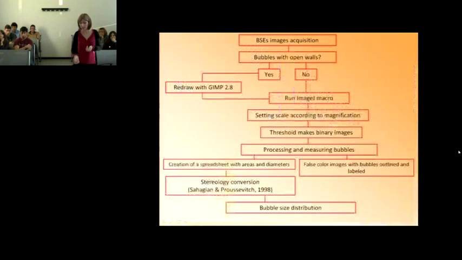And when I found it necessary, I used GIMP version 2.8, another kind of image processing software, to redraw bubble walls that resulted open and would have been difficult to recognize by ImageJ. And then I followed the stereology conversion method by Sahagian and Proussevitch, 1998. They provide a reliable conversion to infer 3D volumes starting from 2D measured areas of spherical objects. And to describe bubble size distribution, I calculated number densities, or number of bubbles per cubic millimeter, and volume fraction for each geometric bin size.